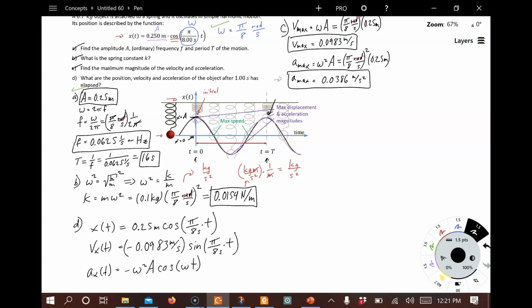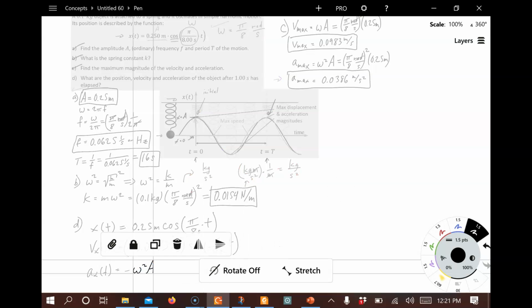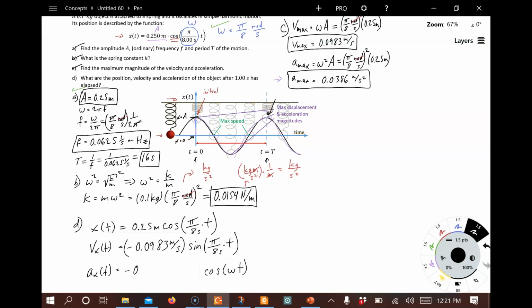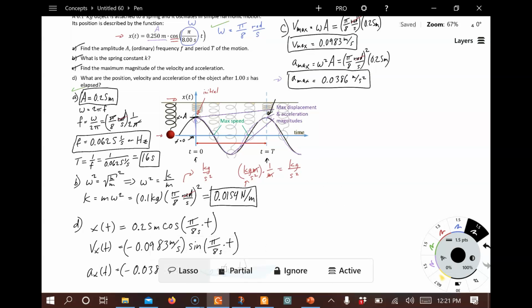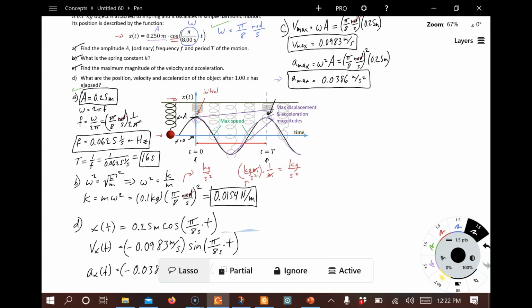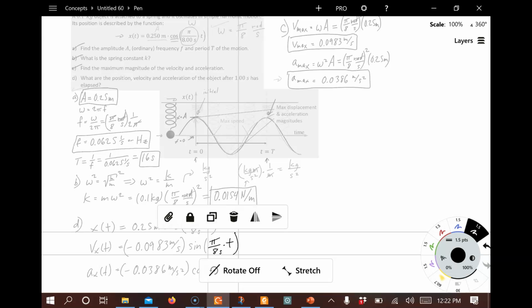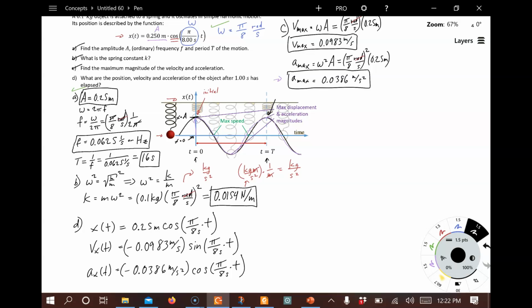And for the acceleration, we've got omega squared A over here. Omega squared A is equal to 0.0386 meters per second squared. So that's your coefficient. Then we've got your cosine. And we can go ahead and just copy this again. And so these three here now are the specific equations for this particular problem.